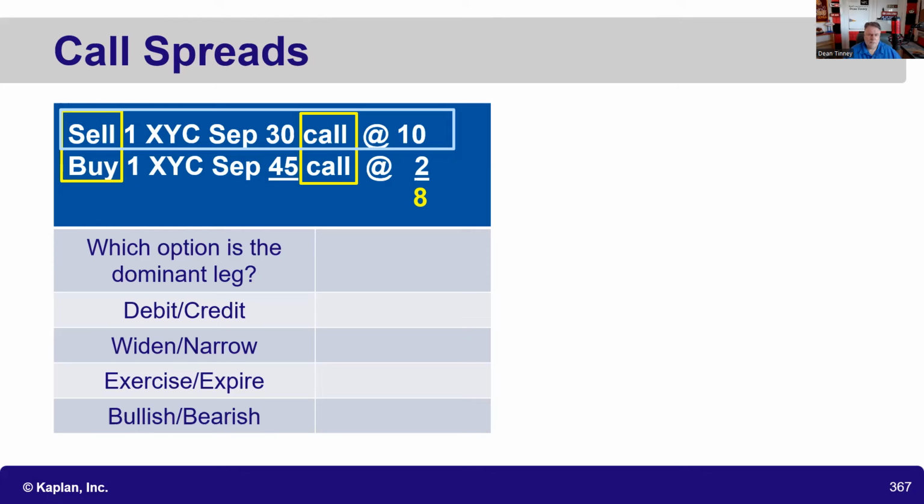But this person's pretty smart. They know that if they just did the naked call, they could make 10 and lose everything. So they say, just in case, let me take 2 and put in a ceiling. All right, so the dominant leg is the short 30 call. This is a credit spread because we have more money in than out. And when we have a credit spread, the net credit is 8.